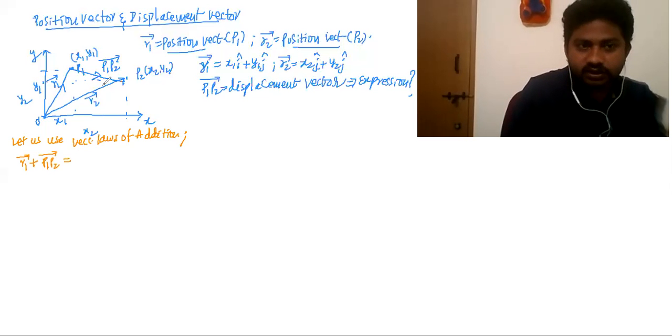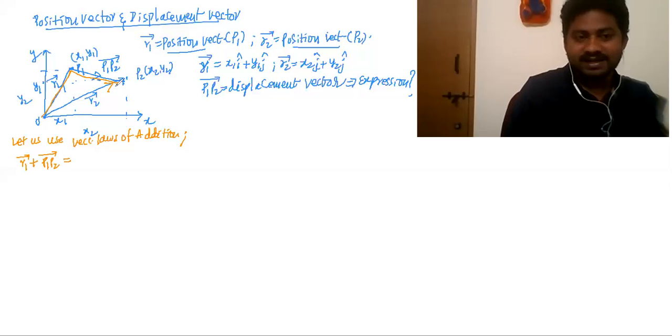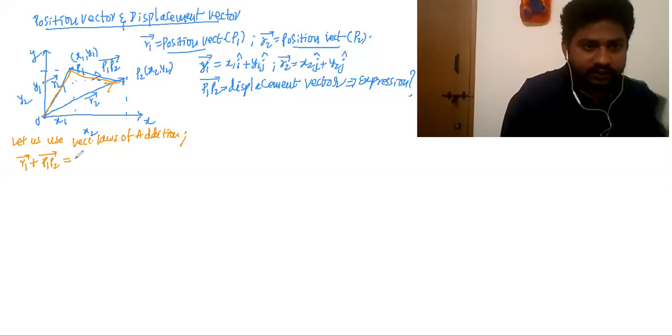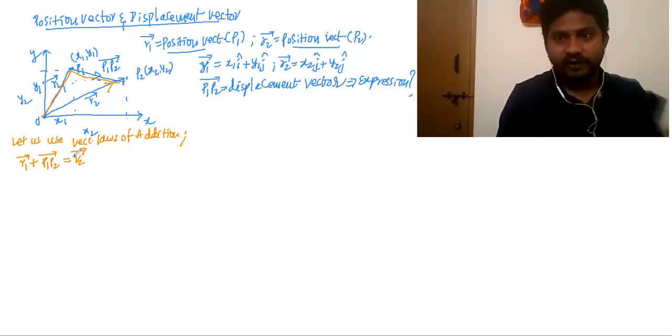The opposite side of the triangle. You can see R1 bar and P1P2 bar are in order. This is my R1 bar, this is my P1P2 bar. The sum is equal to the opposite side, which is not in order. R2 bar is the closing side of this triangle, kept in the opposite order. So that is equal to R2 bar. You might have learned this in vector law, the triangle law of vector addition.